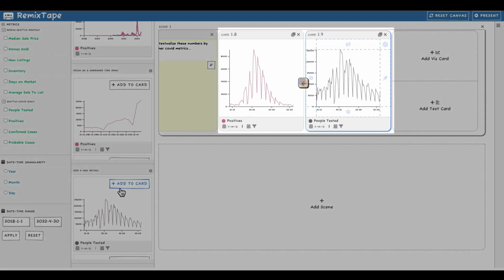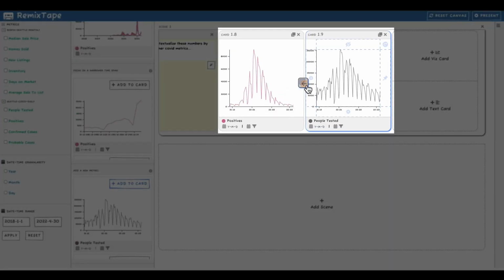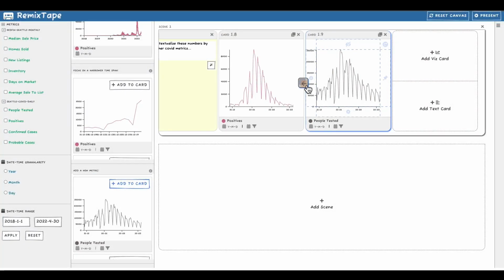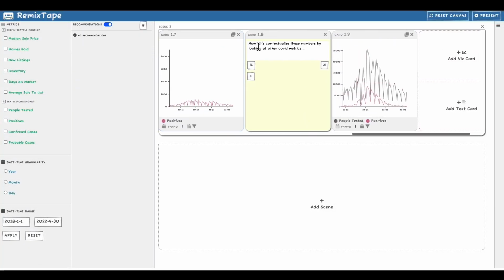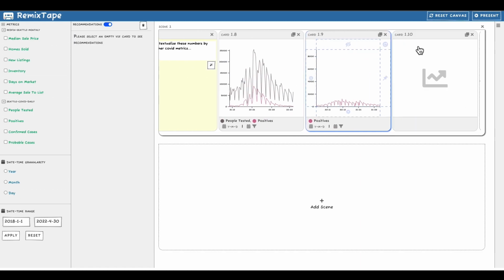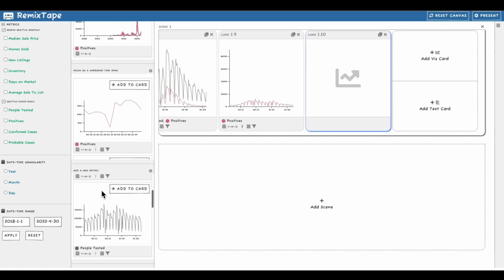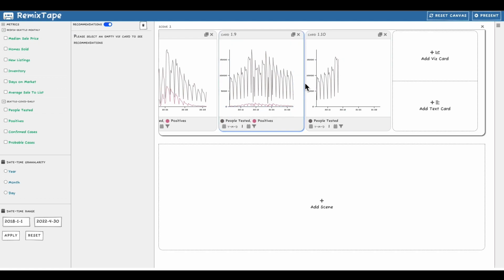We add the people tested metric to the canvas to draw attention to the difference between that metric and the number of positive cases. RemixTape gives us the option to merge these viz cards as it notices that the two metrics share a common timescale and have a comparable y-axis domain. We merge the cards and repeat the same process for the preceding year's spike, again juxtaposing the viz cards.